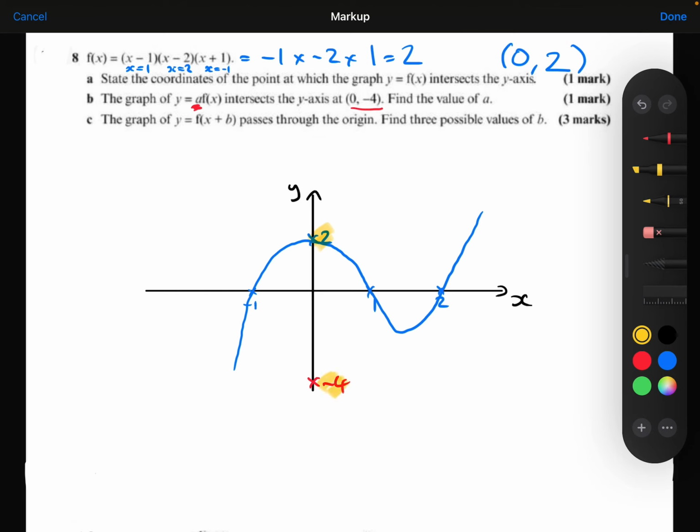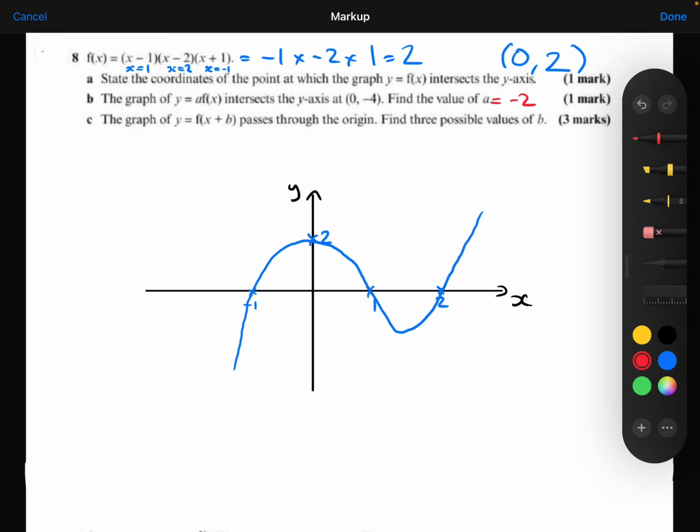So previously, the y-coordinate of the intersect was 2. It has now become minus 4. So what have we multiplied by? We've multiplied by minus 2. 2 times minus 2 gives me the minus 4. So therefore I can say that a would have to be equal to minus 2. Then let's have a look at part C.